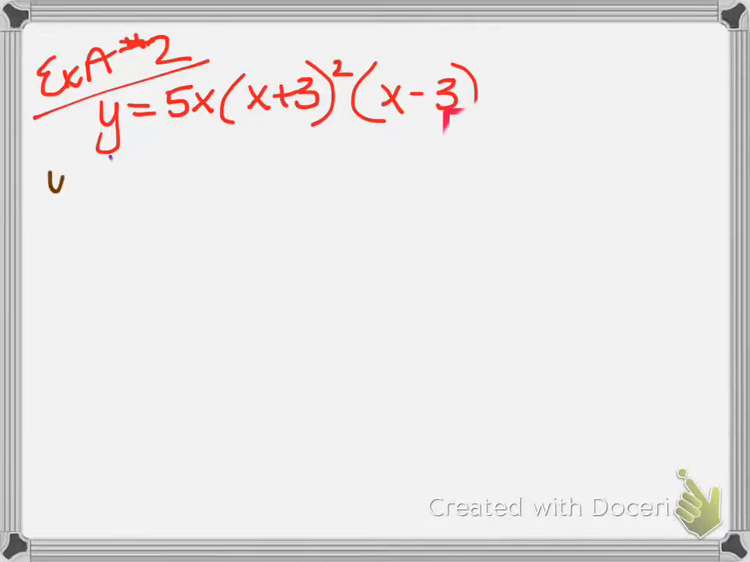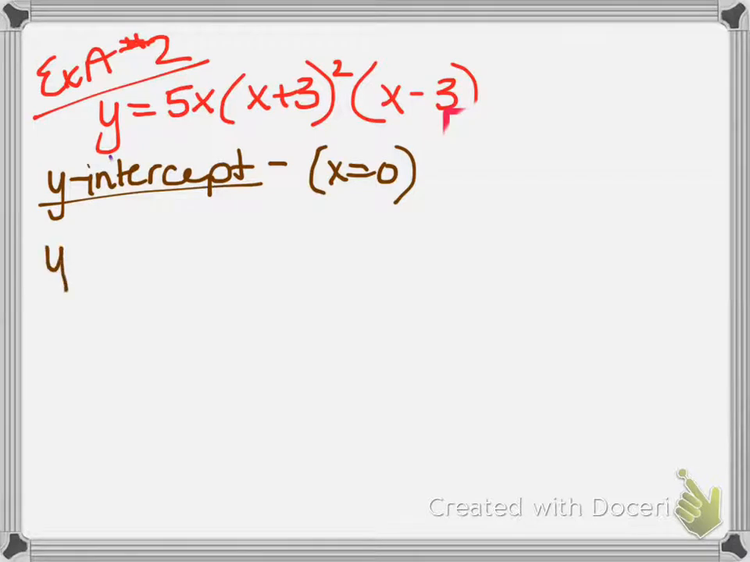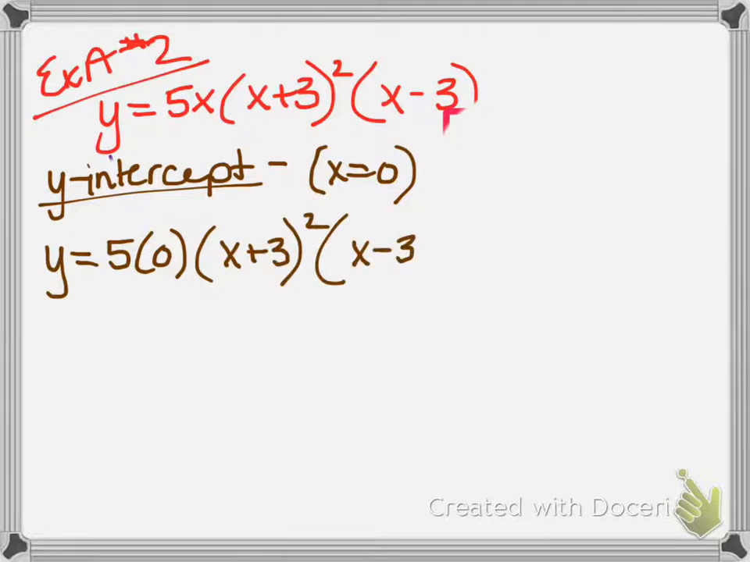All right, so y-intercept. Once again, y-intercept where x equals 0. So y equals 5 times 0 times x plus 3 squared times x minus 3. Oh, I'm supposed to put in zeros for x. Okay, so 0 and 0.